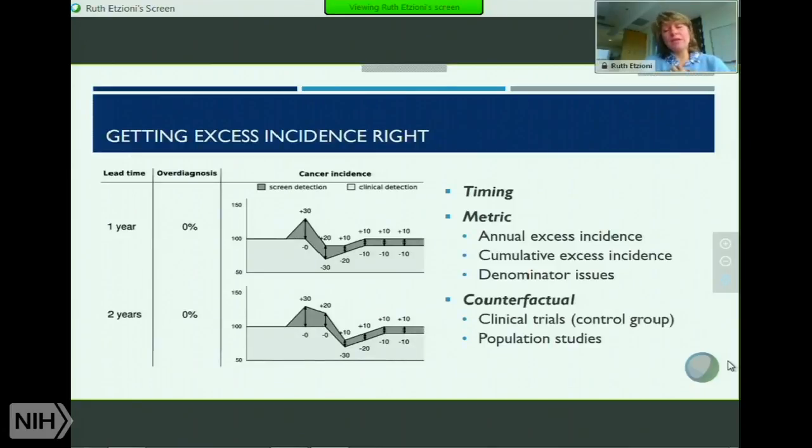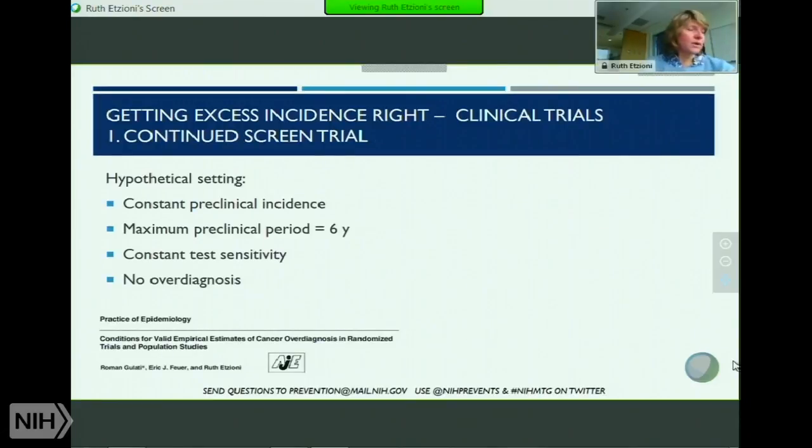And the final thing that I'll mention and that we'll look at carefully is this question of the background incidence. So everything that I've shown you in this toy example, we know that there's a constant background incidence, but it's not always obvious, particularly in population studies, what that background incidence is. So I'm going to look, in the case of excess incidence, at different types of studies. First, we'll look at clinical trials, and then we look at population studies.